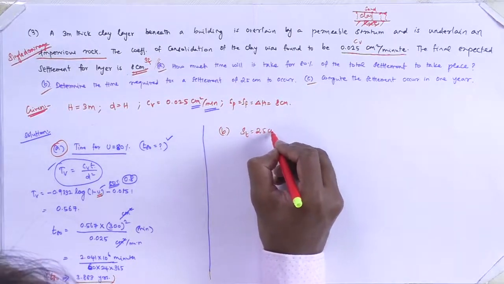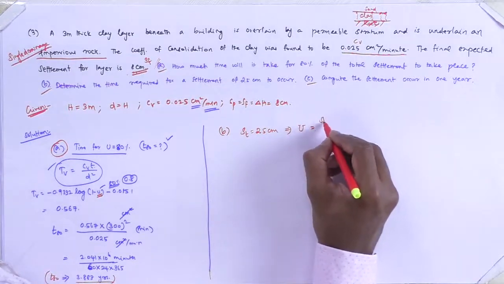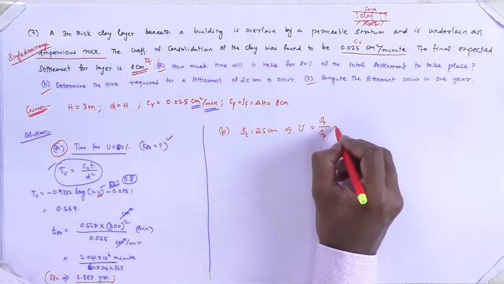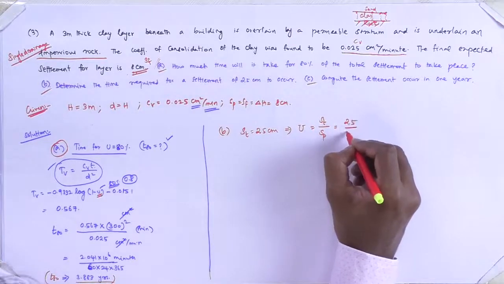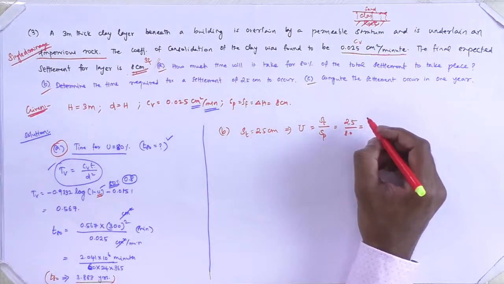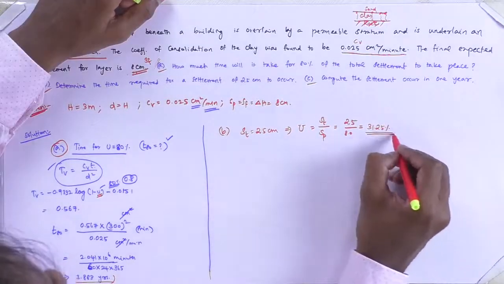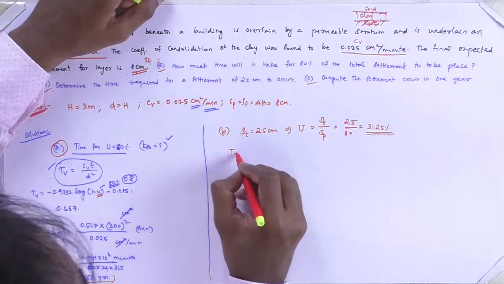So what is the respective degree of consolidation? It is any time settlement divided by total possible settlement. So 2.5 cm divided by 8 cm. So we get degree of consolidation as 31.25%. Through this only we can substitute it in TV.